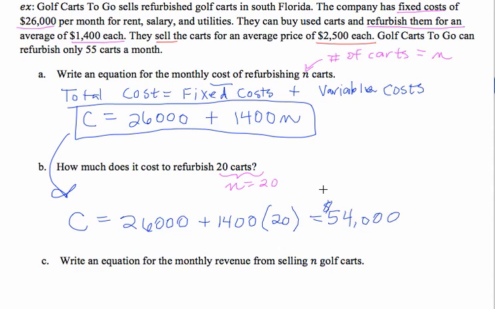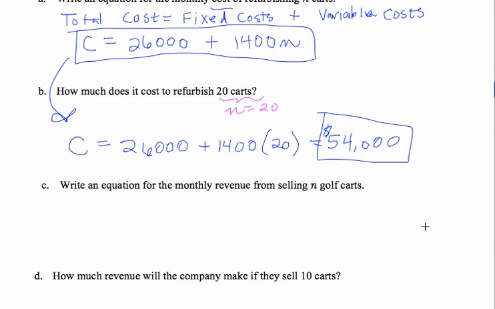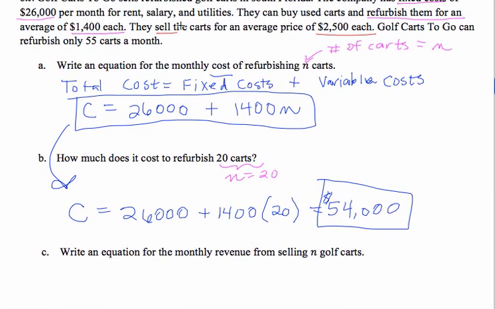$54,000. So that's the cost, let's box that, of refurbishing 20 carts in a month. Okay. Write an equation for the monthly revenue from selling N golf carts. That's actually a little bit easier because the carts sell for $2,500 each on average. So if they sell for $2,500 each and we sell N of them, say, let's use R for revenue. Revenue is the total amount that people pay us, right? So that's $2,500 for each cart, or 2,500 times N. There's my revenue equation.